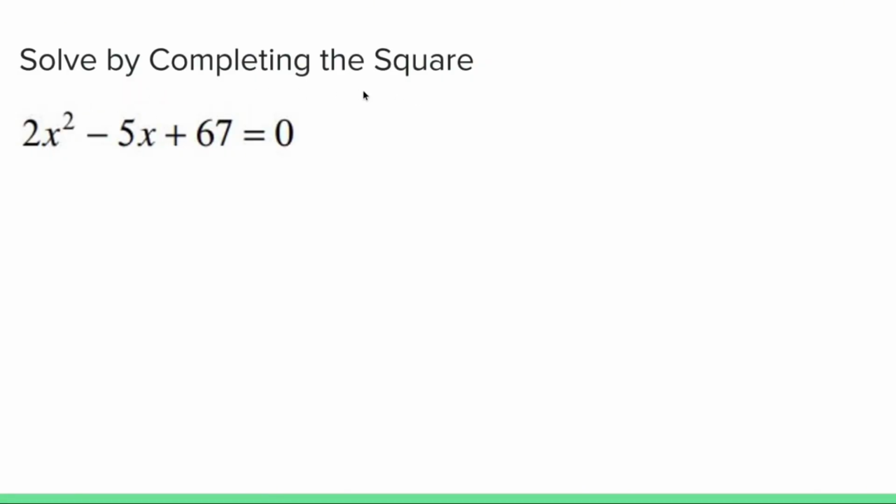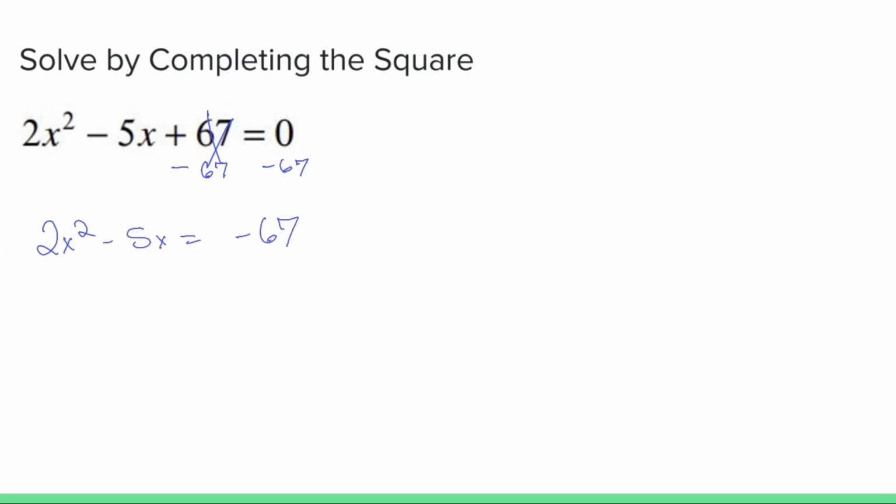Solve by completing the square. In order to solve by completing the square, what you want to do first is make sure the constant that's lingering on the left is now on the right. So let's subtract 67 from both sides. That leaves us with 2x squared minus 5x equals negative 67.